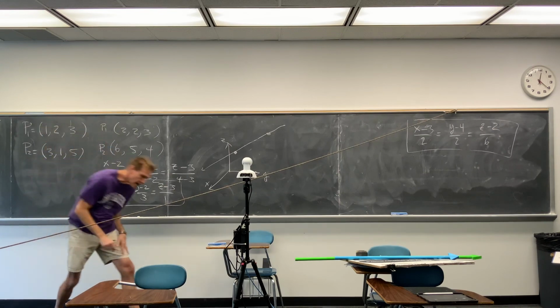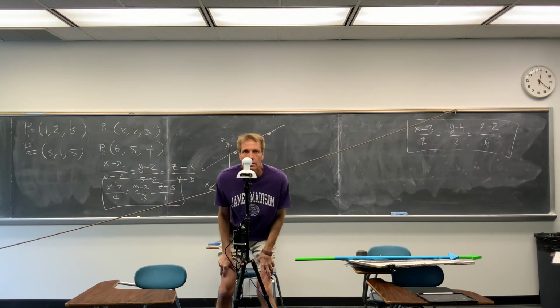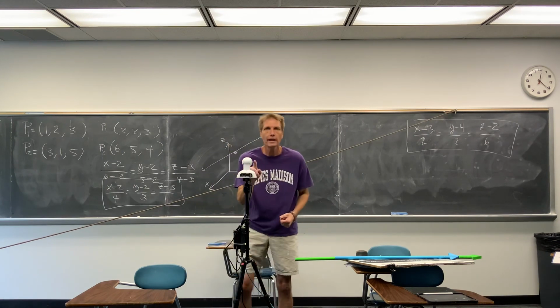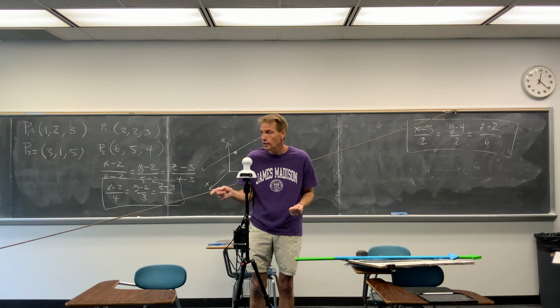Okay, when I say line, you say, A plus TD. (Dr. Warren, you're going to beat the hell out of me.) We need a position vector and we need a direction vector.